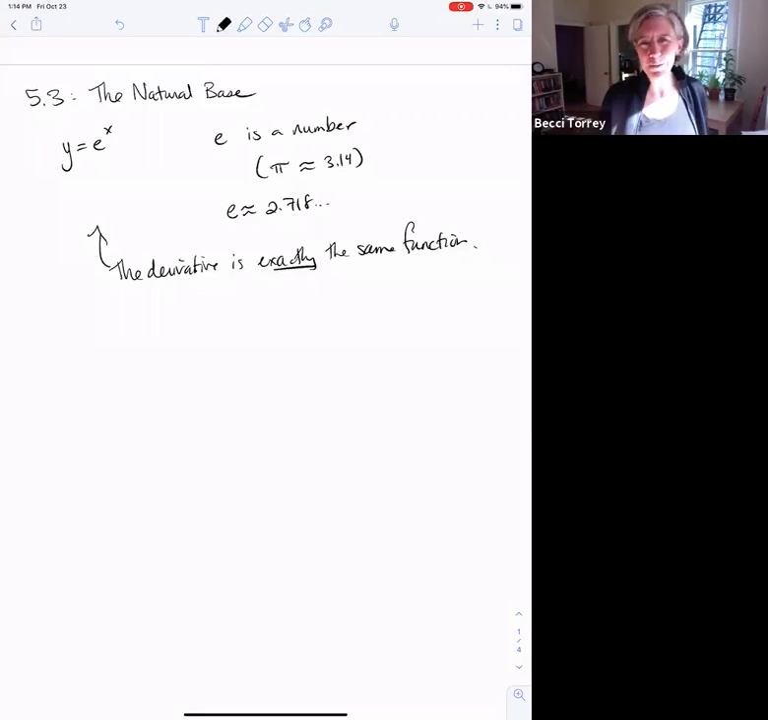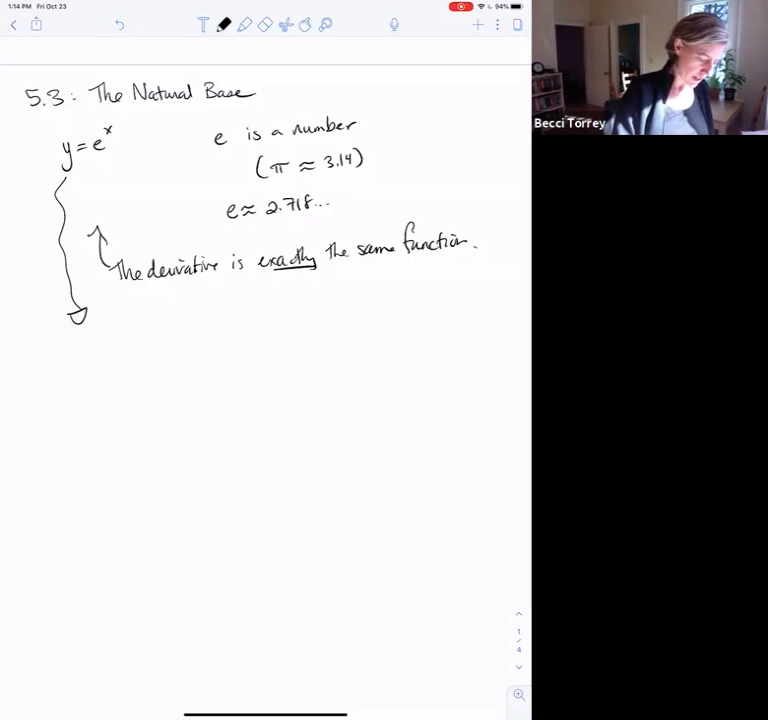2 or 3 might seem a lot more natural, or 10, but this is why we consider e the natural base. And it has a corresponding inverse function, just like 2 to the x has log base 2, and 3 to the x has log base 3, and 10 to the x has log base 10.